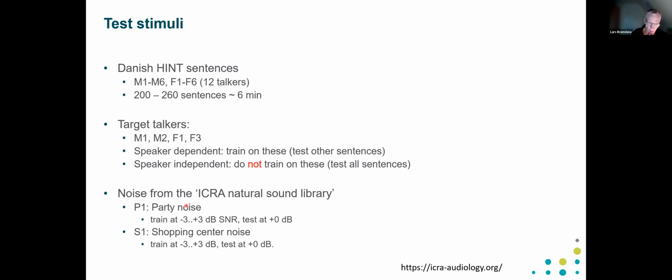And then in this case, the noise was either a party noise, so somewhat modulated, like a multi-talker babble. And we trained from -3 to +3 dB signal to noise ratio, and we tested at 0 dB signal to noise ratio. And the other noise was a shopping center noise, which tends to be more low frequency and more stationary. Again, trained at -3 to +3 dB and tested at 0.